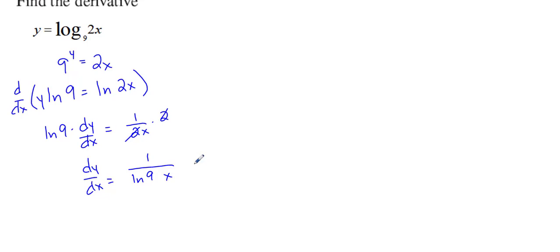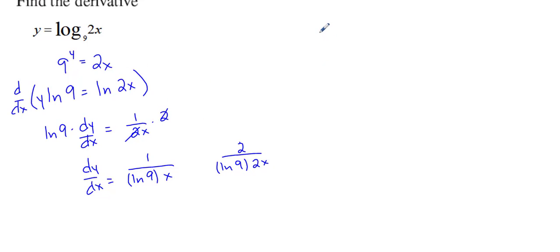Now for fun, I'm going to write this again, but I'm going to leave that 2. 2 over natural log 9 and then times 2x. Let's say I did not cancel those 2's. Do you guys see a pattern a little bit then with where the number placements are now?